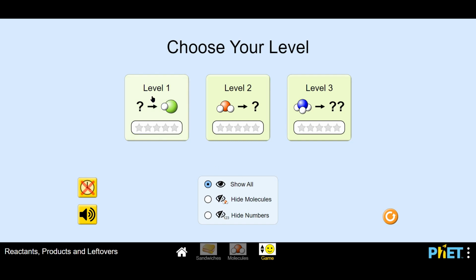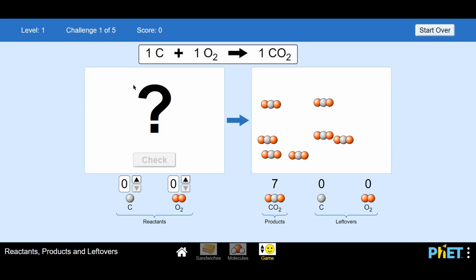And if you go to level 1, level 2, or level 3, you'll see that there's a bunch of different chemical reactions where you're asked to look at the molecules and try to solve the problem. Level 2 is more difficult than level 1, and level 3 is more difficult than level 2. So we'll start by looking at an example in level 1.